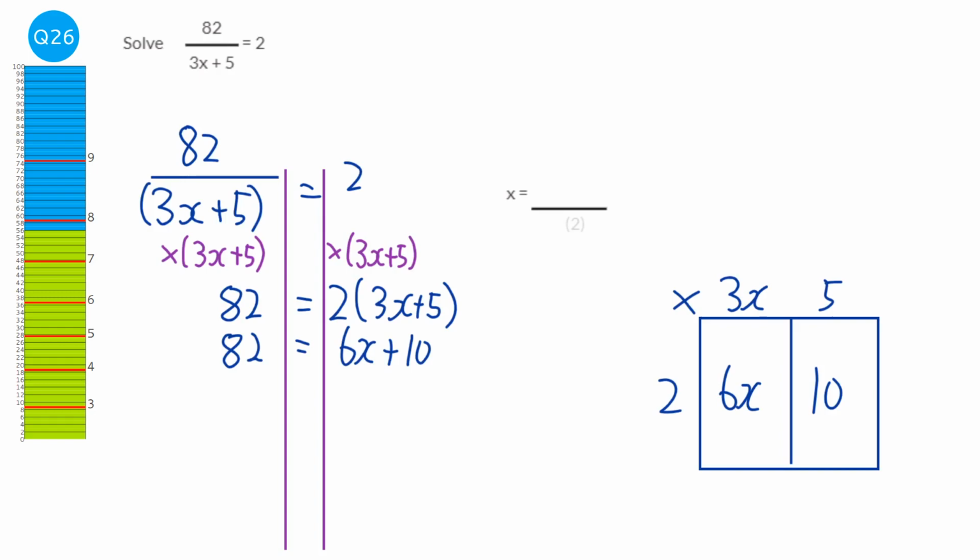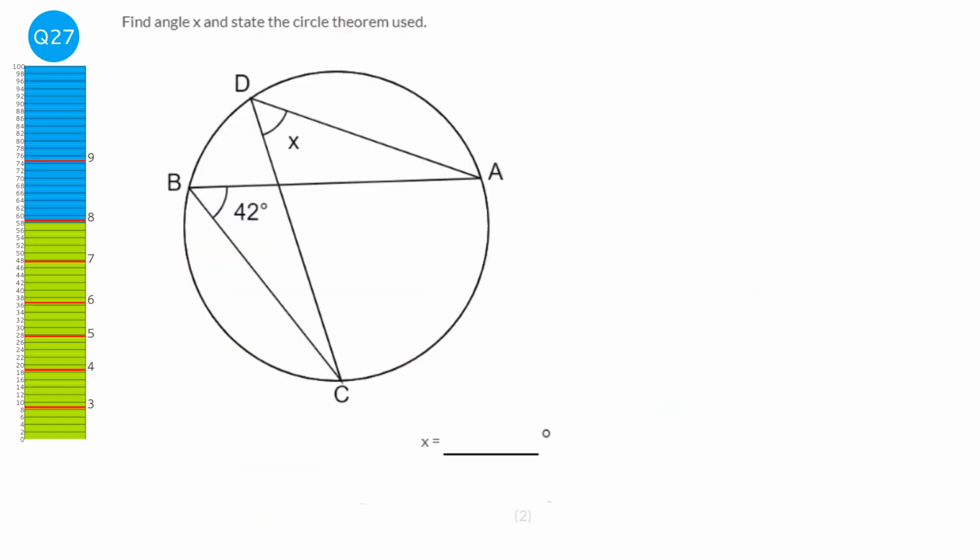Any method you like. And then we're going to take away the 10 both sides, because we want x on its own. And so we've got 72 equals 6x. And then we're going to divide both sides by 6. And so we've got 12 equals x, or x equals 12.